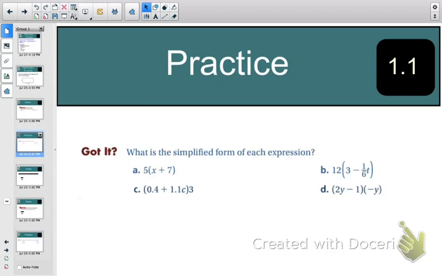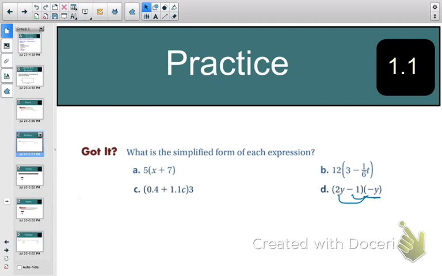Okay, I'm not going to do these. Let's do D. We can do D together. So D, we have this negative y on the right side here. I'm going to distribute it through to this one and to this one. Okay, negative y times 2y.